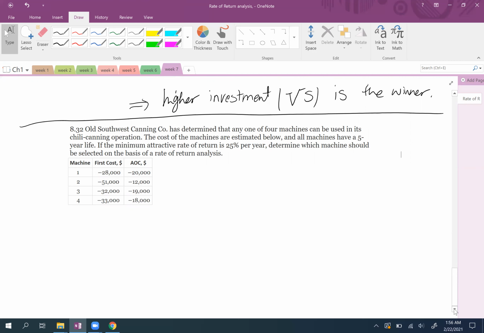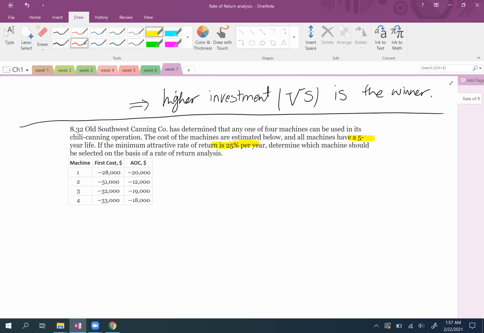Okay, so the problem says Old Southway company has determined that any of 4 machines can be used for their operation. The costs are given and all machines have 5 years of life. The minimum attractive rate of return, MAR, is 25%. And I want to know, using rate of return analysis, which alternative should be selected.